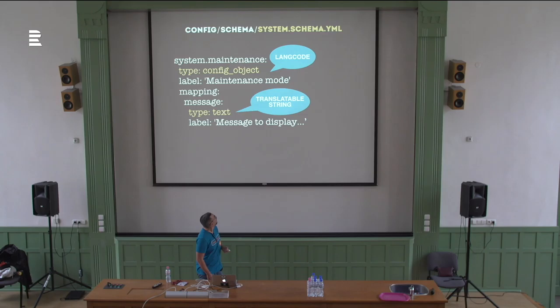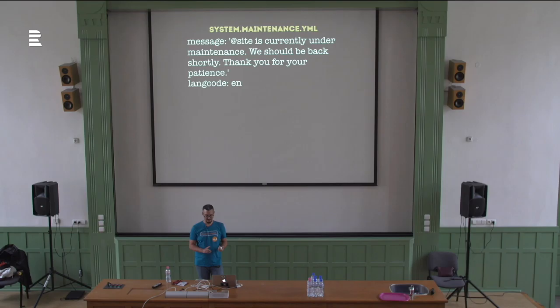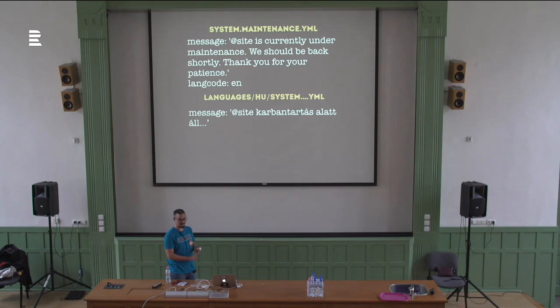So you will have the system maintenance YAML defining the message of the maintenance when your system is in maintenance mode. And if you translate this to Hungarian and export it, you will have a different folder for languages, which will be languages, the langcode of Hungarian, and then system maintenance YAML. And this will override these strings for the language you are translating to. So you will have the same message in Hungarian, and the same for any language you have on the system.